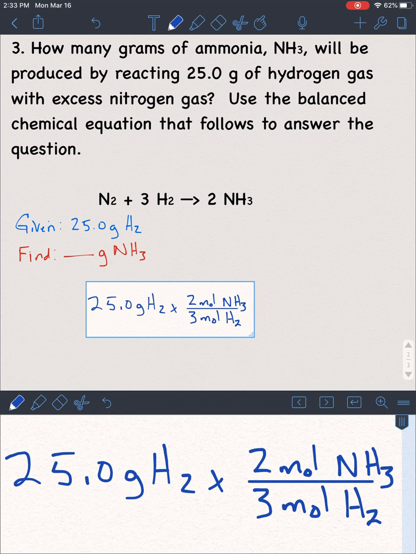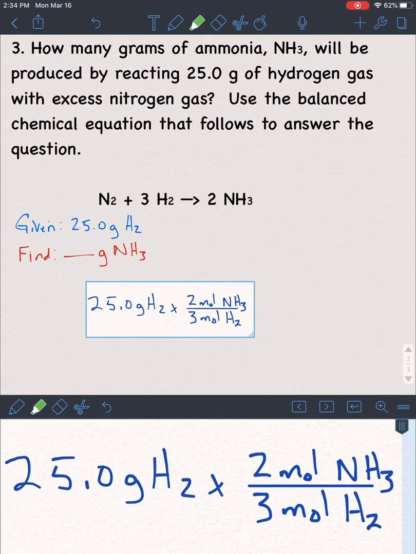I'm going to cross off my units, and as soon as I begin to do that, I see I have a small problem. My units don't match. This problem is set up correctly so far, but because the grams don't match the moles, I can't do the math on my calculator yet until I make my units match. The hydrogen matches, but the grams and moles don't match. So we have some options here.